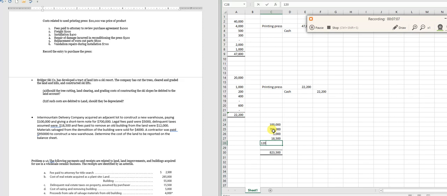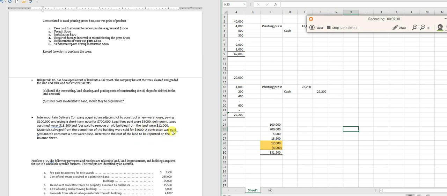Next one, delinquent taxes assumed were $18,500, and fees paid to remove an old building from the land were $12,000. Again, the intended use of the land is to put a building on it. Materials salvaged from the demolition of the building were sold for $4,000. So basically, I'm going to net that with this. So these two I would actually net together. It cost me $8,000. I recouped some of the demolition costs by selling them.